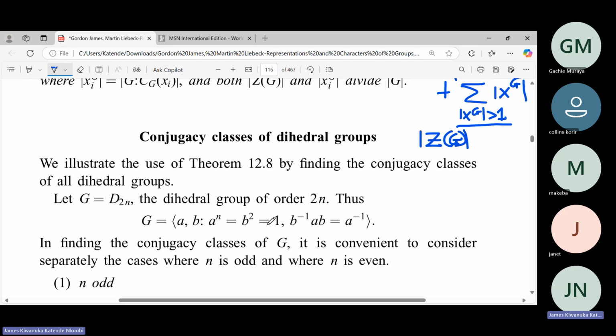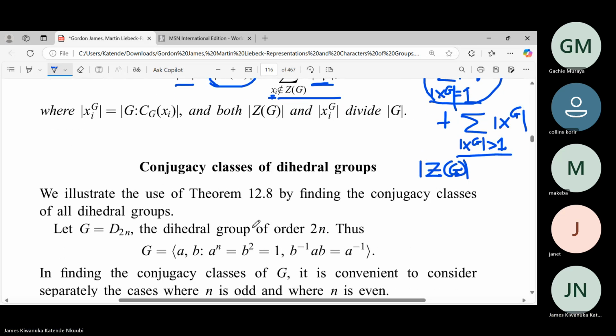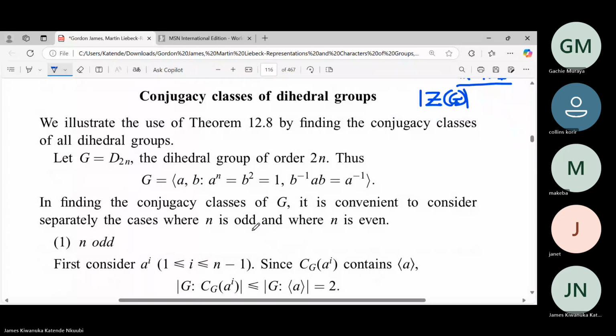So now we'll apply this to a specific class of groups, the dihedral groups. Can I propose a 5-minute break? It's okay. So we resume at 9:20.